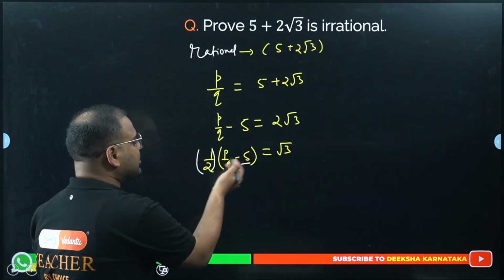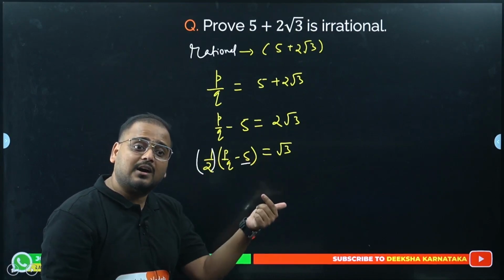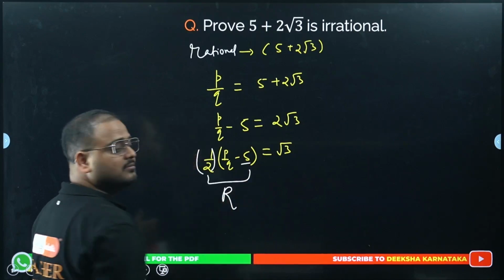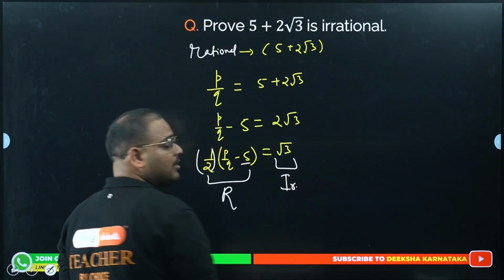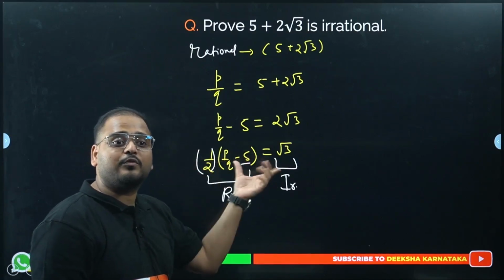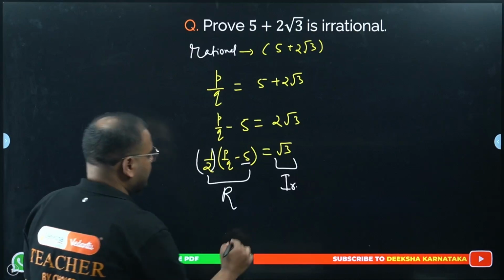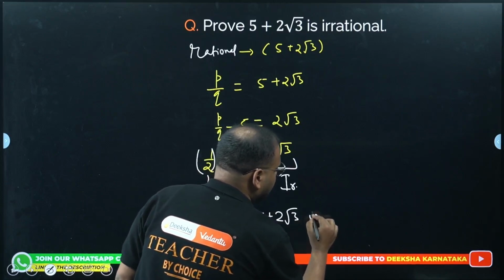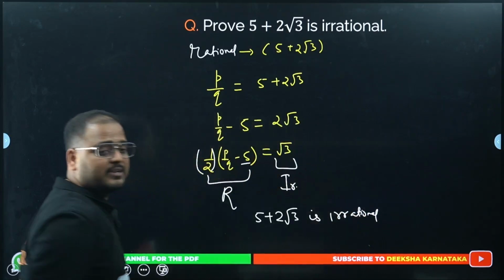So what are we doing? Subtraction and multiplication will give me subtraction of two rationals, multiplication of a rational with another rational. So LHS is rational, but RHS, root 3, is irrational. In that situation, it is again a contradiction. LHS and RHS cannot have two different forms. It means our assumption of rational is incorrect. So 5 plus 2 root 3 is irrational. I hope it's clear.